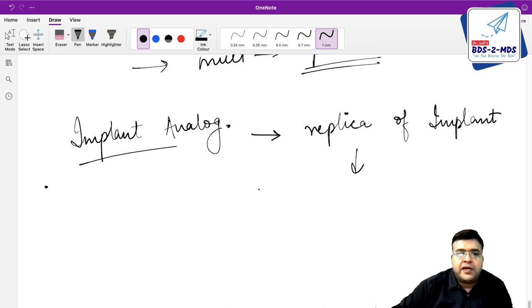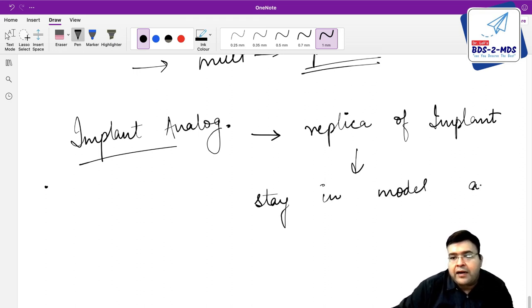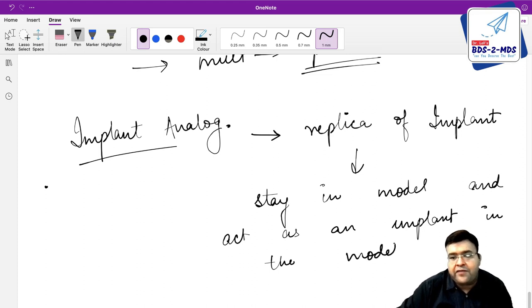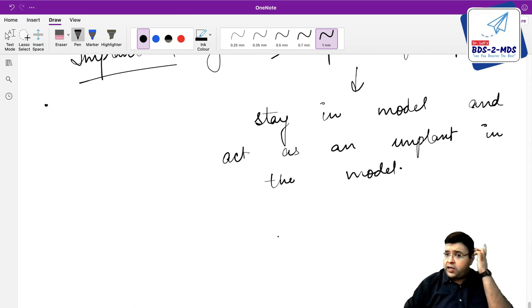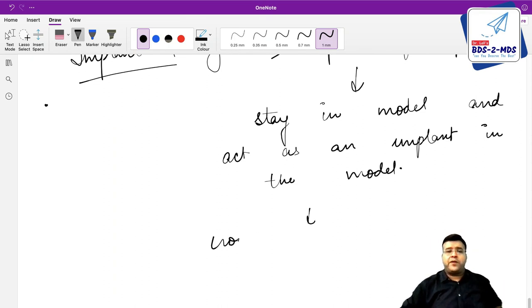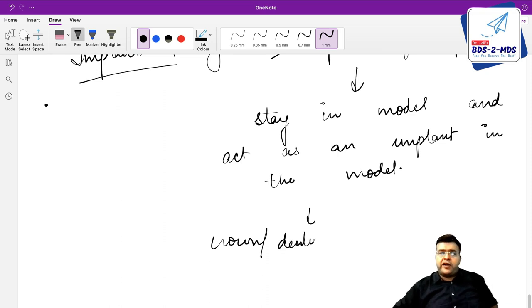and this is going to stay in the model. It is going to stay in the model and act as an implant in the model, right? So for the entire fabrication of the prosthesis, all the steps of crown preparation or denture or whatever you are trying to do on an implant, this analog will actually act as an implant, and you can do your entire prosthesis fabrication, placement of abutments, and wax pattern, everything can be done.